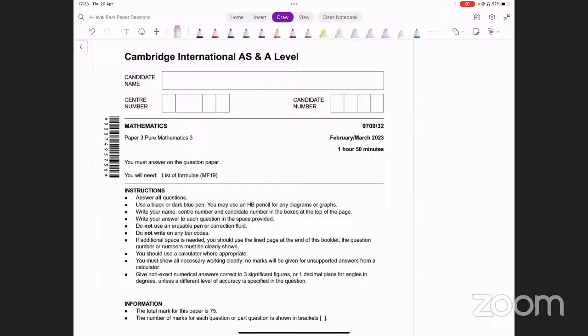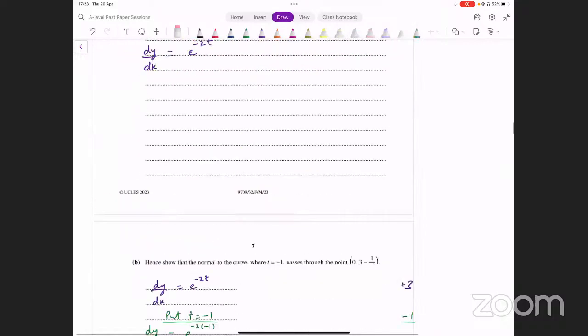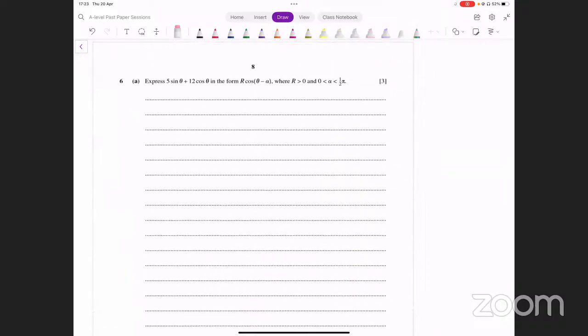All right, so let's begin with this. So we're done with the rest of the questions. Let's start with question number 6. So it says express 5 sine theta plus 12 cos theta in the form r cos(theta minus alpha), where r is greater than 0 and alpha is between 0 and pi over 2. This is one of the standard questions that you get in P3 trigonometry.